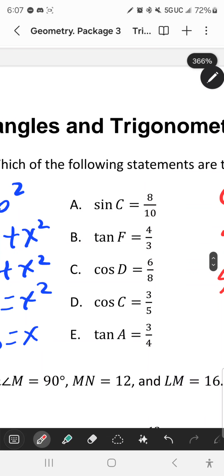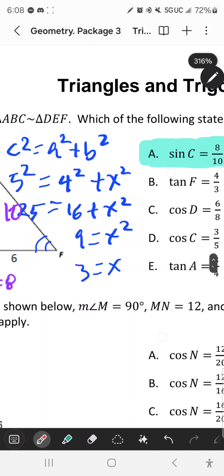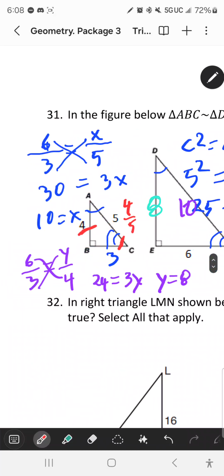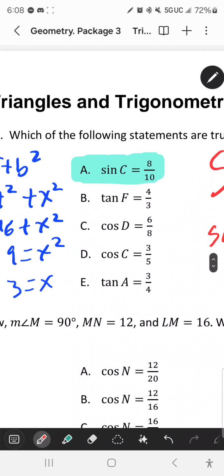Another way to make sure that they are equivalent is that they are similar triangles, so the angles are equal. So if I go to C, I know that C is the same as F. And if I look at the sine of F, I see that the sine of F is the opposite, which is 8, over the hypotenuse, which is the side opposite the right angle, and is 10. So it will be 8 over 10, which is what we are looking for here.